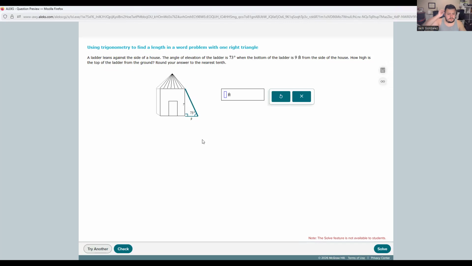Okay, number 12, they said there's a ladder. Luckily, they drew us a picture so that we don't have to guess or overthink it. Got our angle right there of elevation. It's on the side of a house. The distance from the house is 9 feet. So how high is the ladder? So how high is the building right there? This section.